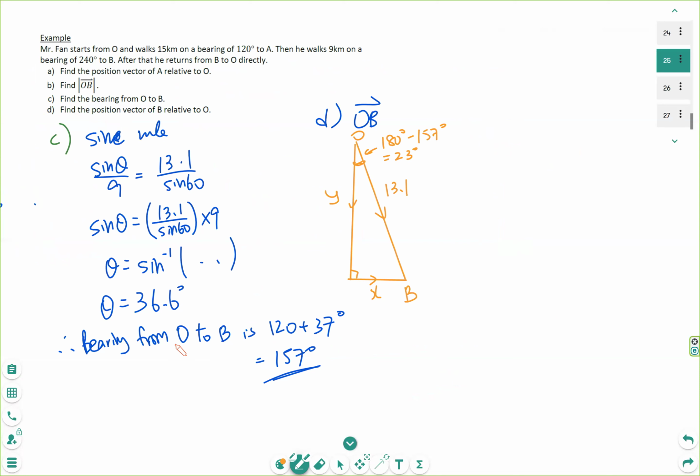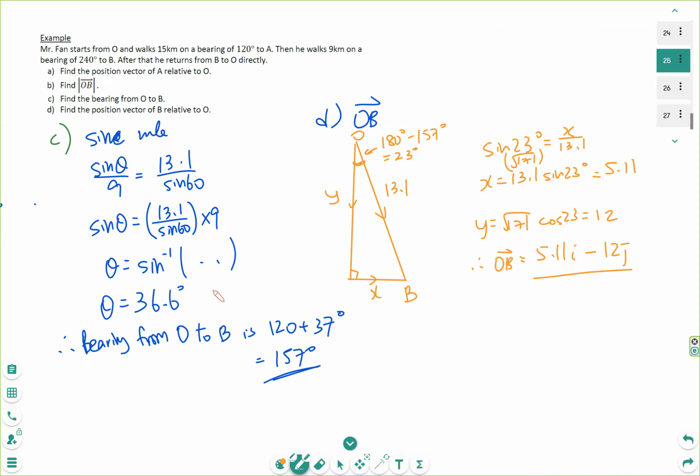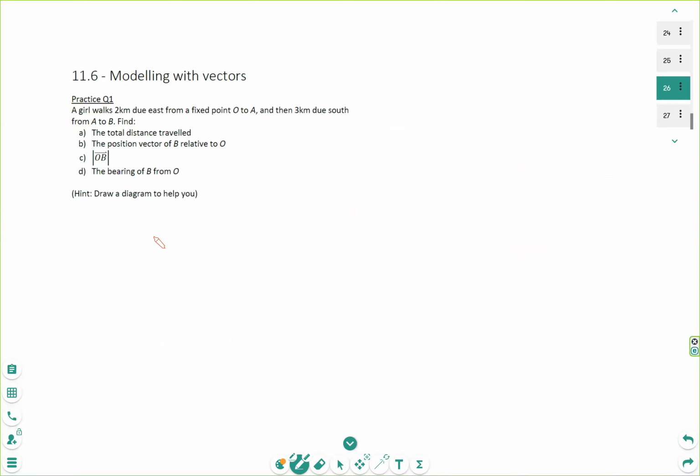So X is sine this time. So sine 23 degree equals X over 13.1. So X equals 13.1 sine 23 degree, which is 5.11. By the way, I think I used root 171 instead, which is probably a better number. And Y equals root 171 cos 23, which is 12. Therefore, O to B equals, now X goes first to the right, so X positive 5.11i, Y is downwards, so minus 12j. Right?